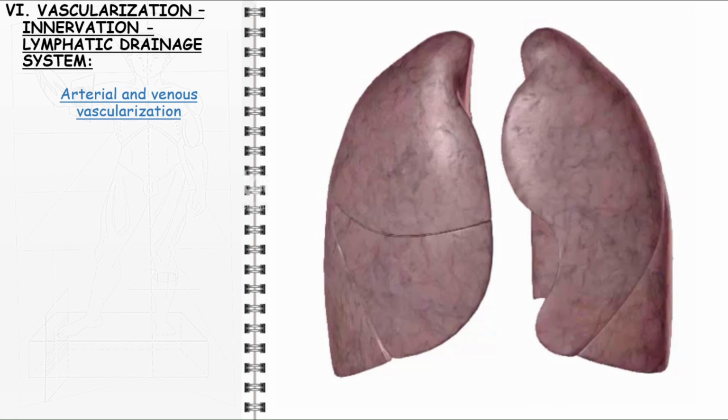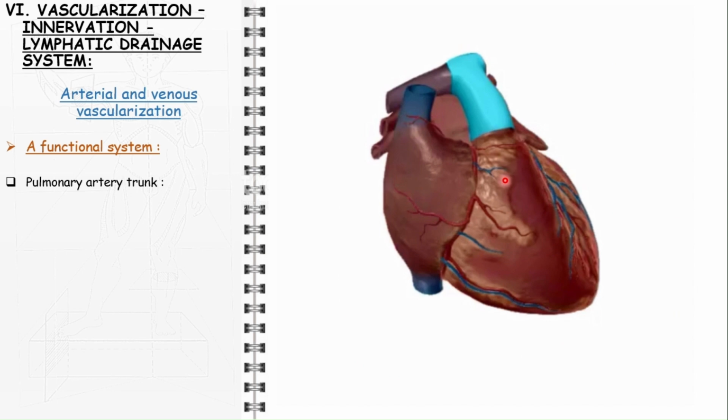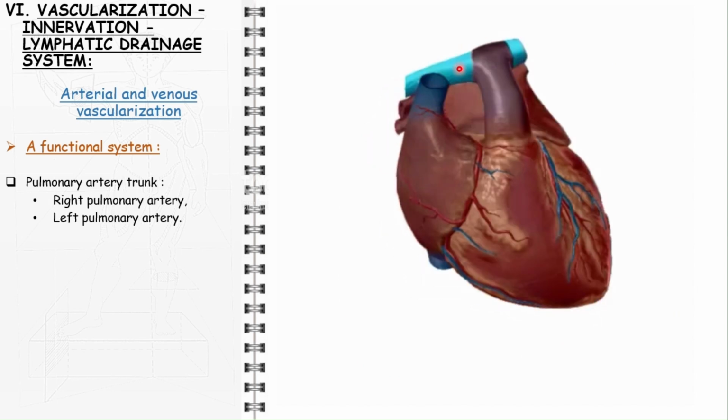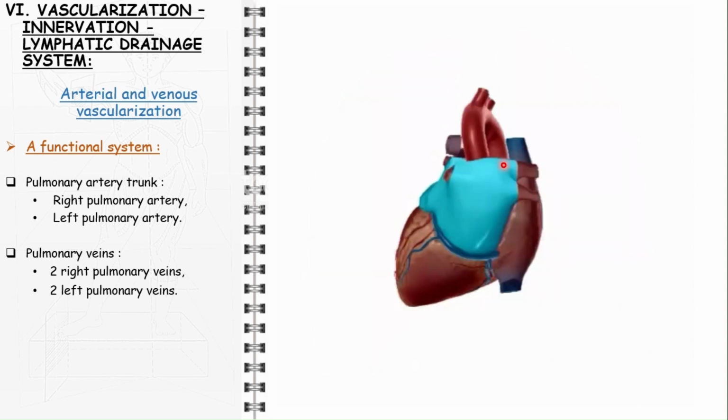Moving on to the vascularization, innervation, and lymphatic drainage of the lungs and pleura. The arteries and veins form two systems. A functional system including the pulmonary artery trunk. It arises from the base of the right ventricle and divides into two branches, right and left, which enter the corresponding pulmonary hilum. And the pulmonary veins. These drain oxygenated blood from the lungs into the left atrium.